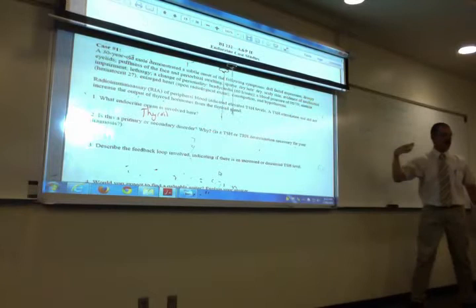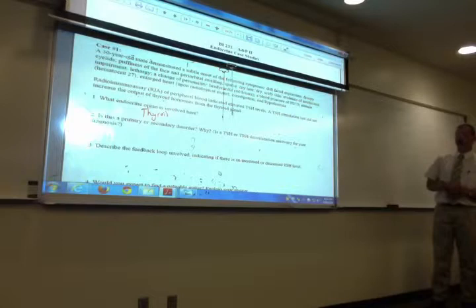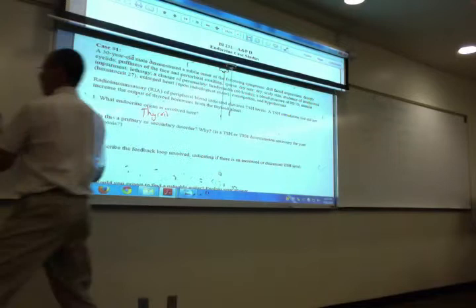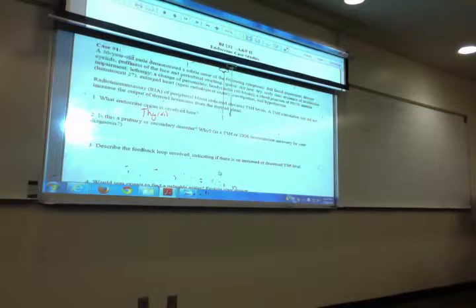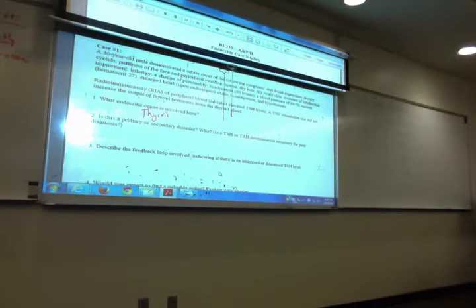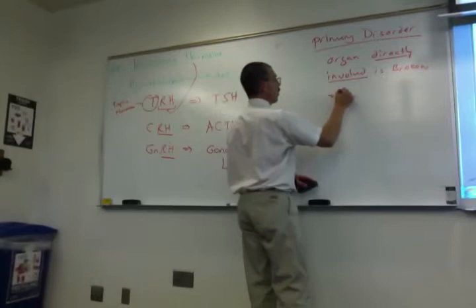So then, we got to figure out number two. Is it a primary or secondary disorder? All right, here we go. Let's figure out the difference in those words. So a primary disorder, you future nursing types, means the organ directly involved is broken. Or, to keep our analogy, the workers don't work.